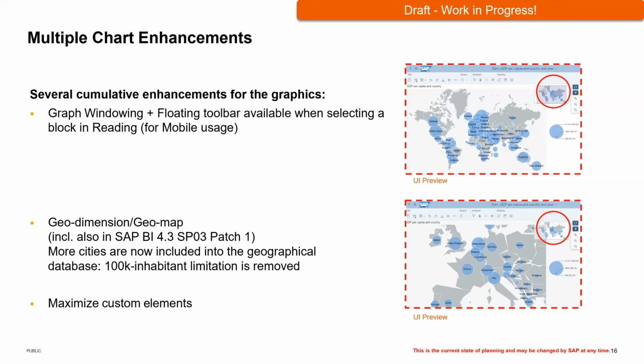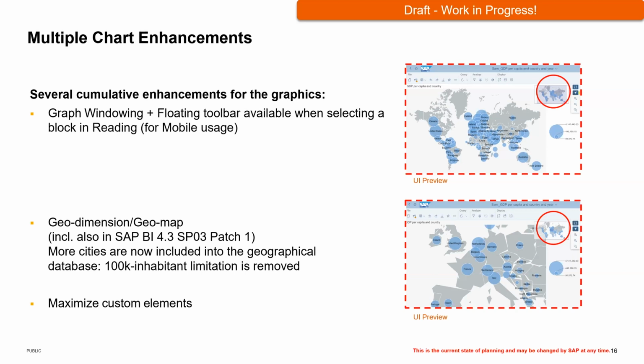Also from a geodimensional standpoint, which was included in Service Pack 3 Patch 1, we have now more cities. So you may remember the initial geo limitation was that it would only include out of the box cities that had more than 100,000 inhabitants. We've now removed that limitation and started to add more cities to the baseline geo maps that we've had out there. A lot of that coming from requests from the customer base. So if there are large metropolitan areas that were just under 100K, we've probably added a lot of that at your own request. And we also added the ability to maximize within the window custom elements as well.